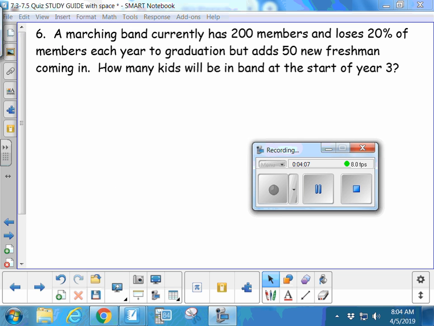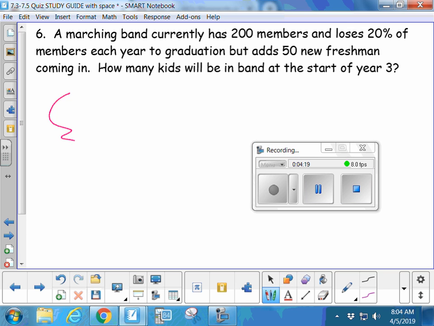What would you do? Marching band currently has 200 members and loses 20% of its members each year due to graduation. Let's just start with saying that at the beginning of the situation, we have 200 people. We're going to lose 20% each year, but add 50 new freshmen coming in. We just saw one like this yesterday. It was like the Digital Music Club or something. Do you remember how we went about losing 20% of people?